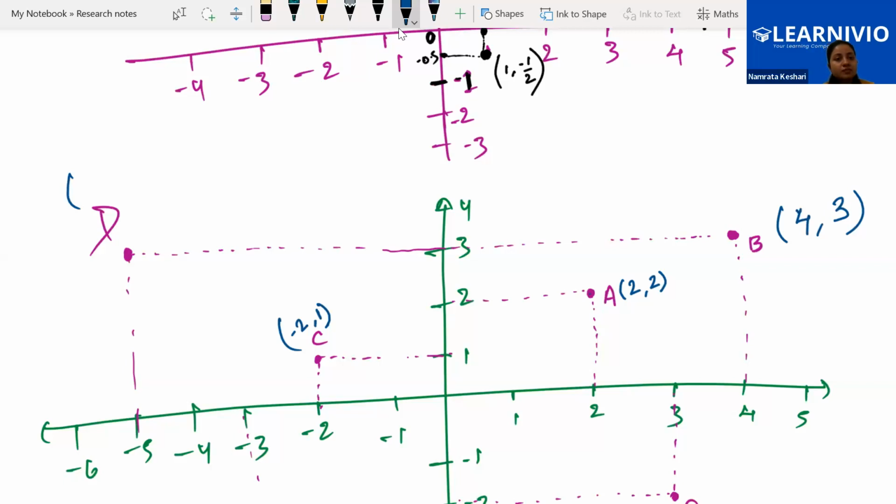-5, comma 3. X is -5, y is 3. What about E?